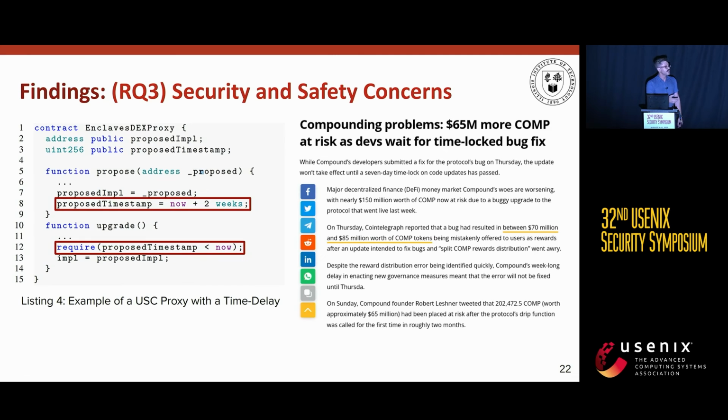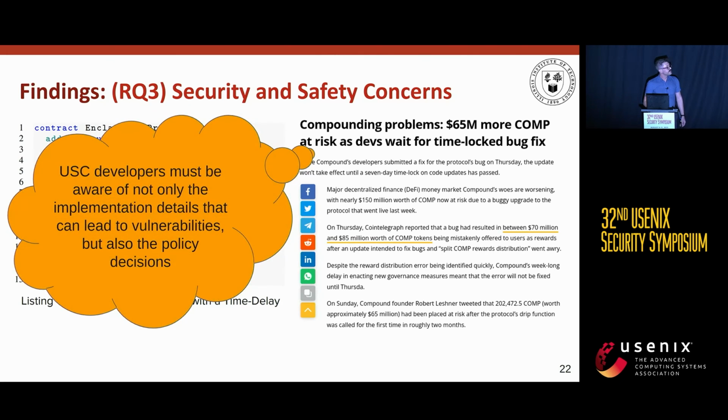And while this is a policy decision, not a bug, it's worth pointing out nonetheless, because one of the more high-profile bugs introduced in an upgrade to Compound was exacerbated by the fact that the developers couldn't really do anything about it for 7 days while the upgrade was pending in this time lock. And so when additional funds were put into this vulnerable contract, they just had to sit and wait. So key takeaway here being that upgradable smart contract developers need to be aware not just of implementation details, but also of policy decisions.